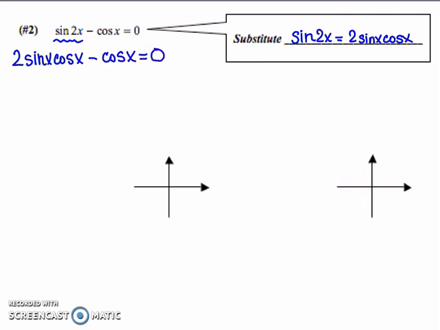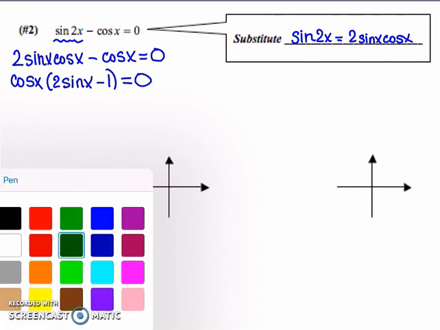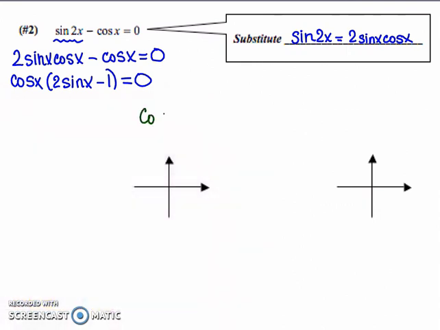However, notice that now our two terms in our equation have a GCF of cosine x. So if we factor that out, that is going to help us a lot. So we take out the cos x, then we are left with 2 sine x minus 1 equals 0. And now that we've factored, we have two equations that are either just in terms of cosine or just in terms of sine. So our first equation will be cos x equals 0. And our second equation will be 2 sine x minus 1 equals 0.